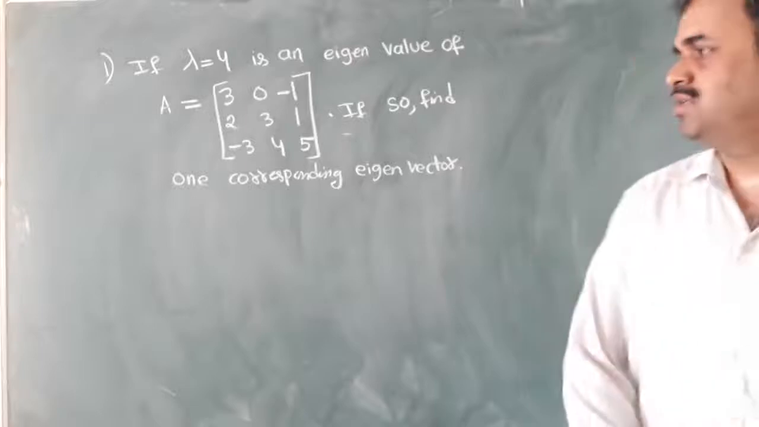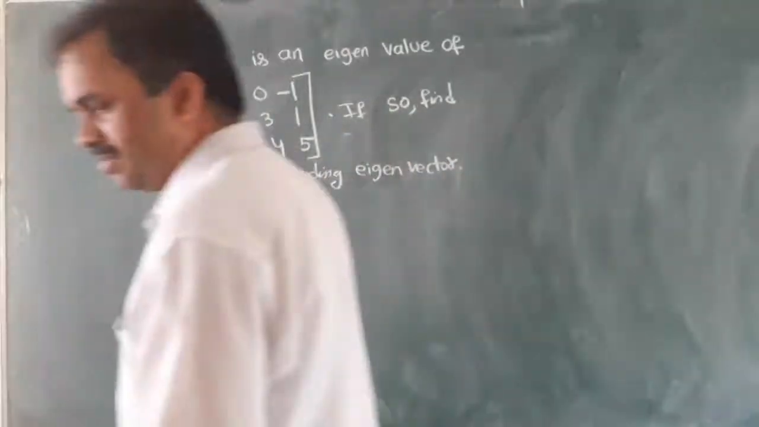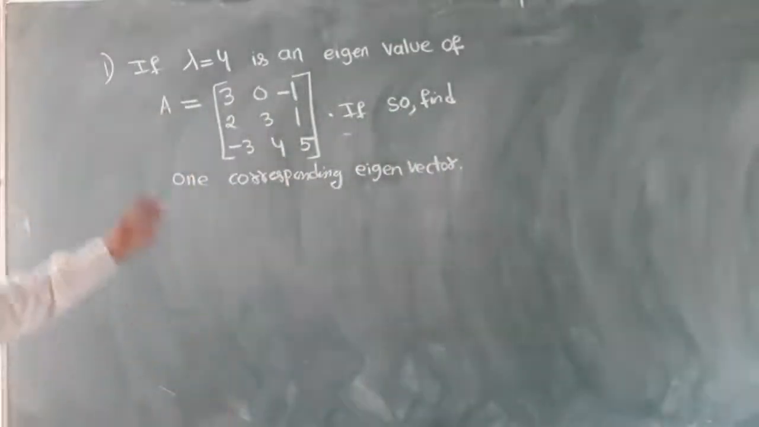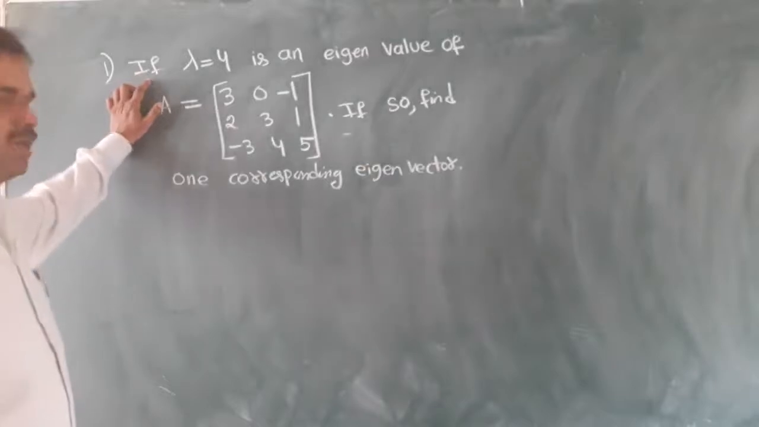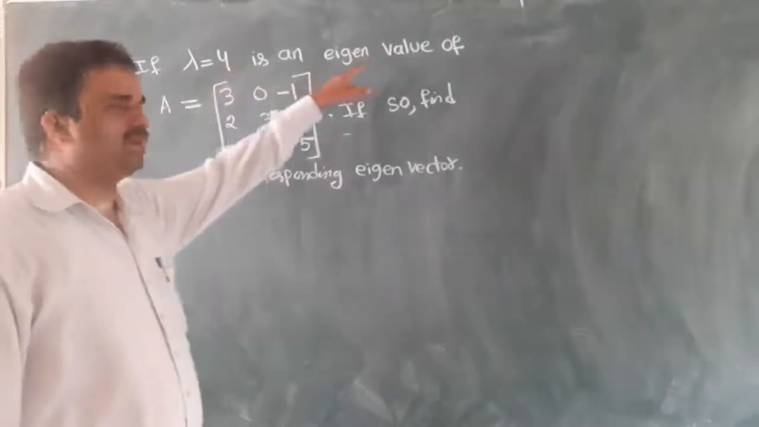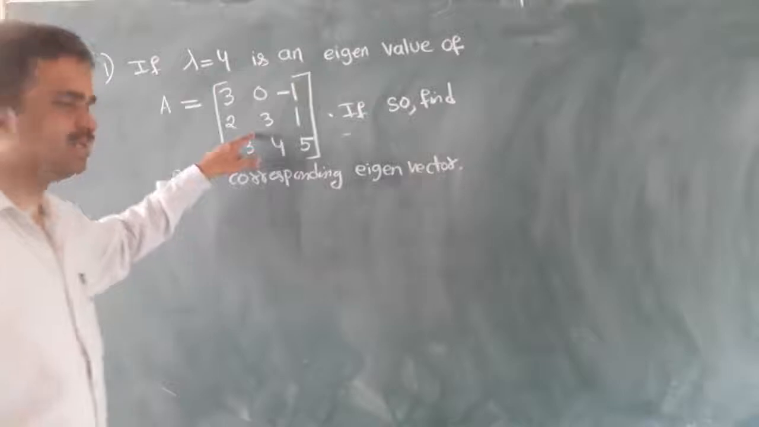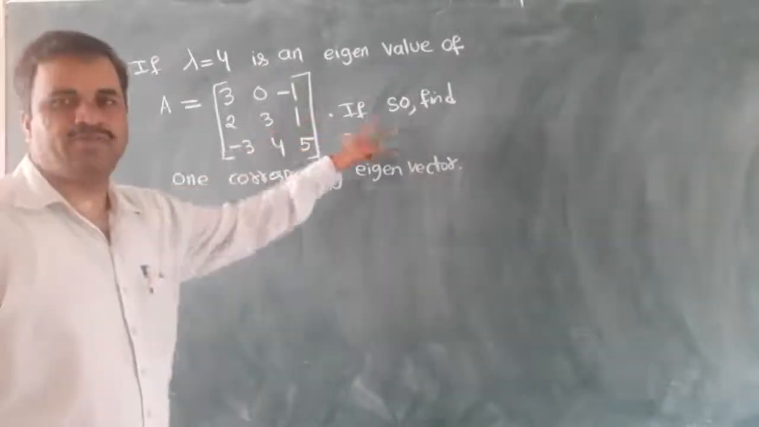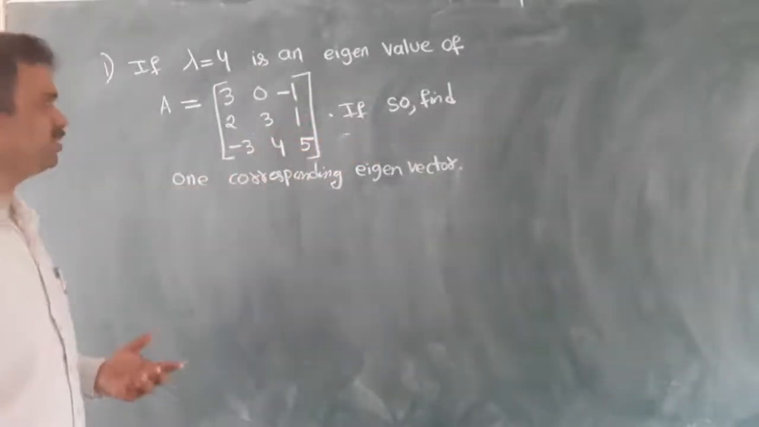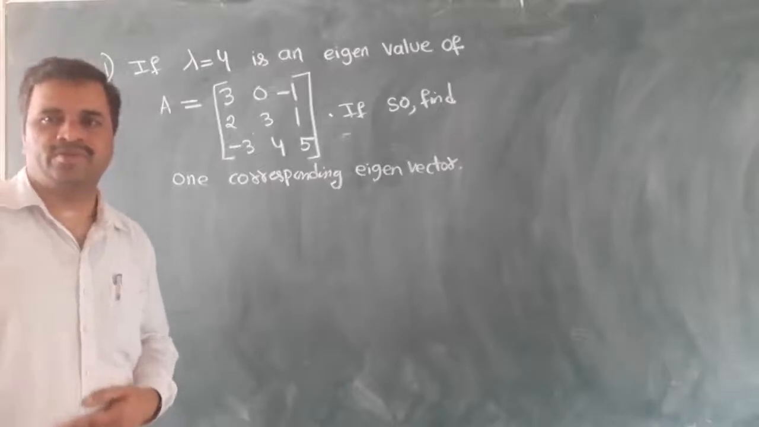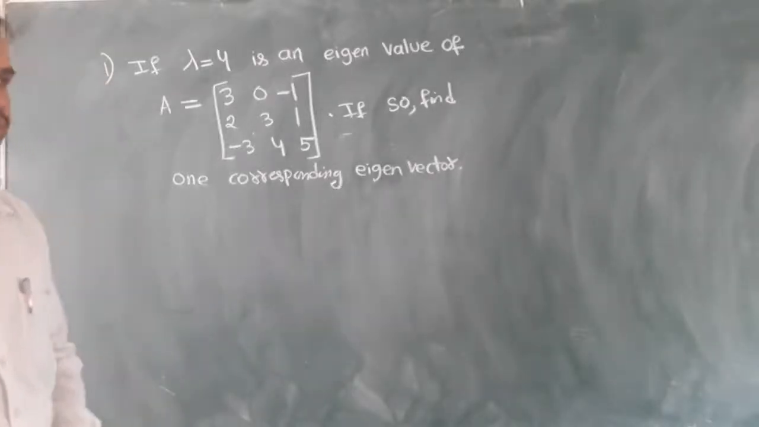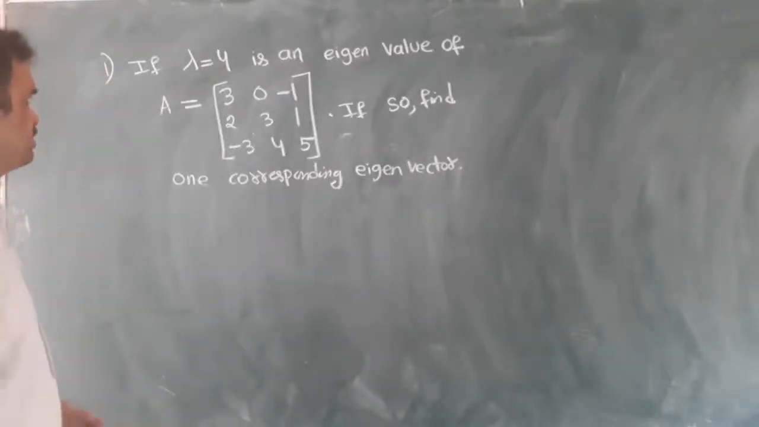First, let's see the question once. If lambda equal to 4 is an eigenvalue of the matrix A, if so, find the eigenvector. Simply we have to find x bar. Come on, write what is given.